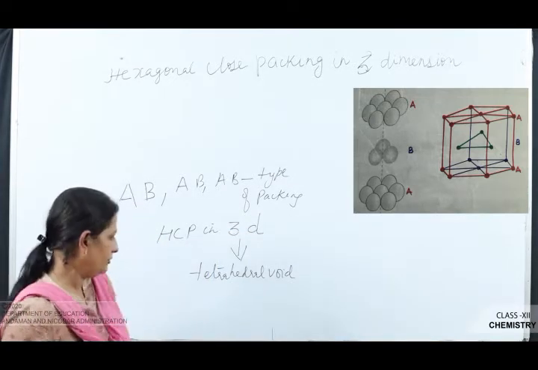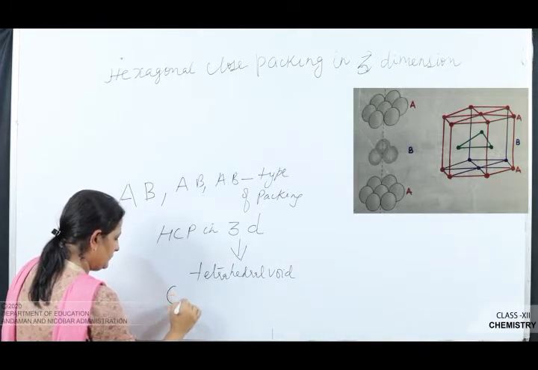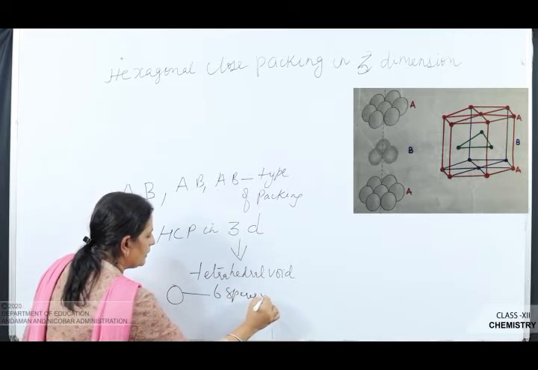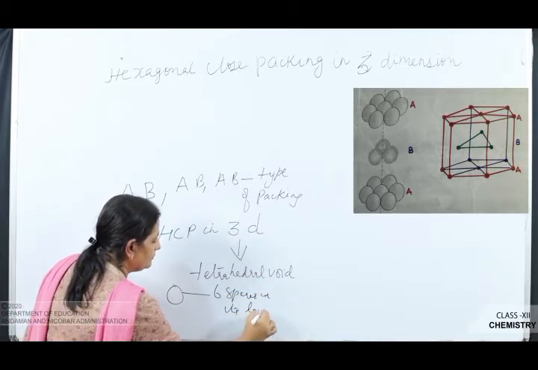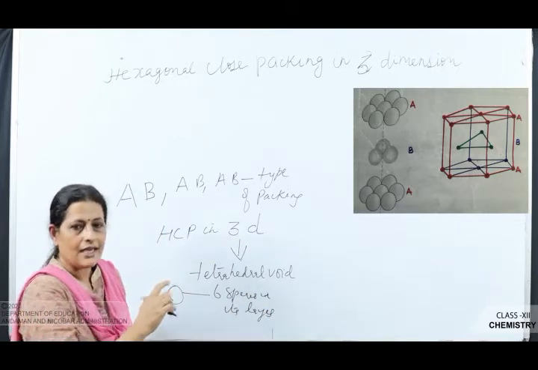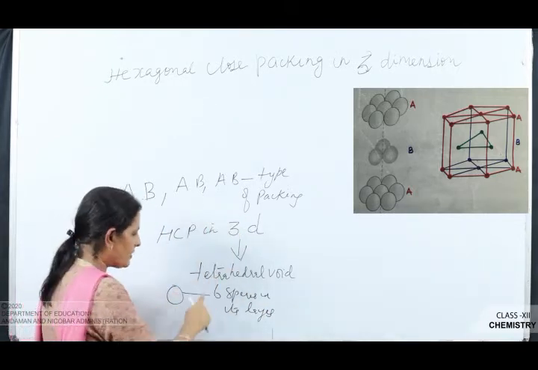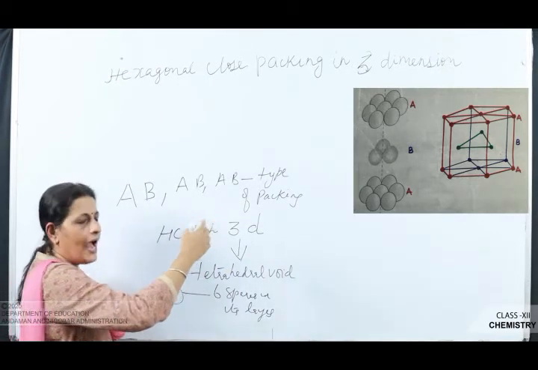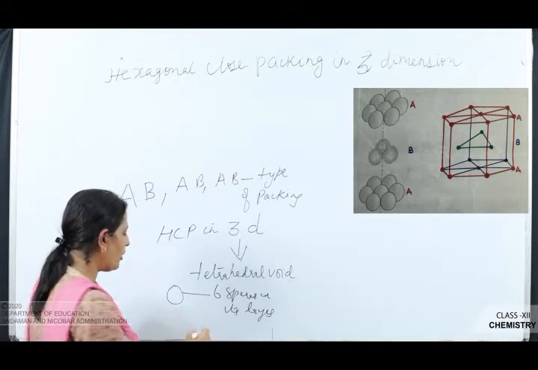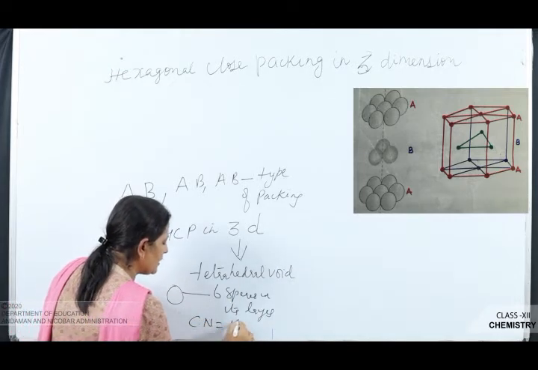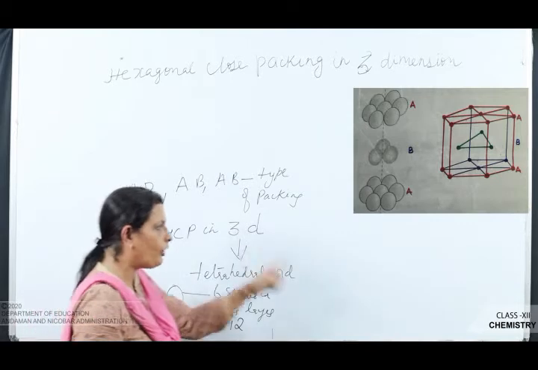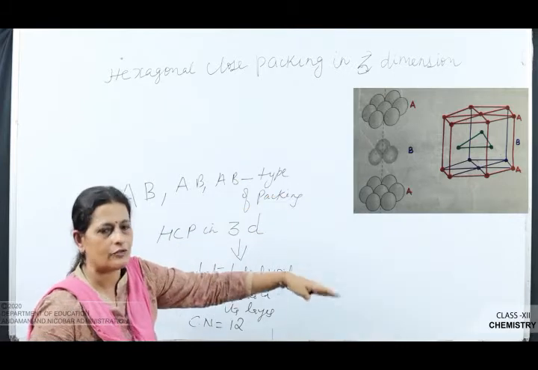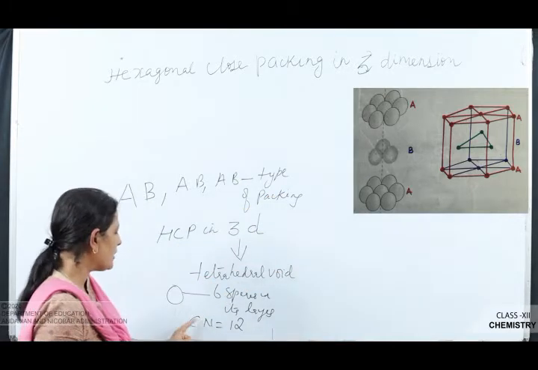And in this case, each sphere is in contact with 6 spheres in its layer. See the figure? In the figure you can see each sphere is in contact with 6 spheres in its own layer and 3 spheres above and 3 spheres below. So what will be the coordination number? The coordination number will be 12. See the figure carefully. In its own layer, it is in contact with 6 spheres. Top 3, similarly at the bottom also what will come? 3 will come.